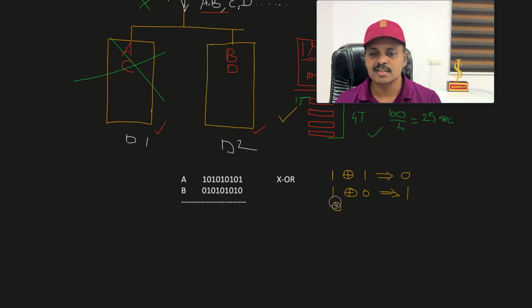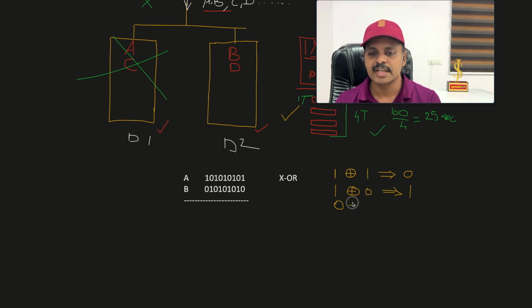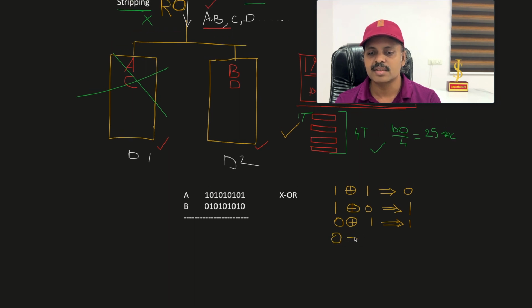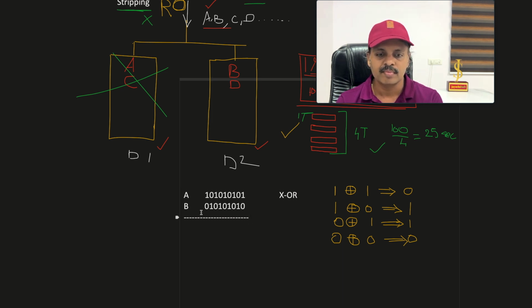Then let's say 0 XOR 1 will be 1, and 0 XOR 0 will be 0. So we are good here. This is how XOR works. Now let's try the same here. Let's apply XOR and get that XOR value here.